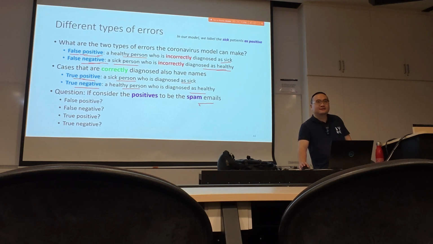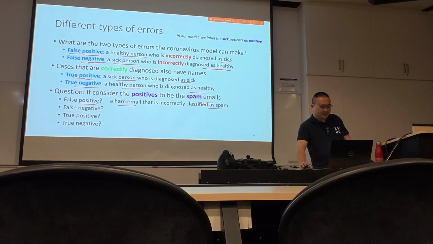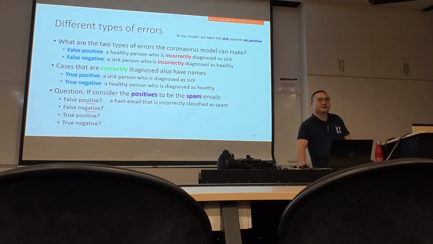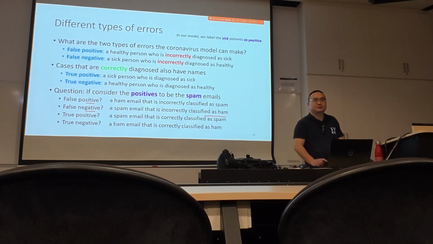What are they? For a false positive, we make a positive prediction. We say the input email is spam, but this is false. So a ham email, which means a normal email, is incorrectly classified as spam. This is a false positive. Similarly, for a false negative, we make a negative prediction. We say the input is a normal email, but this is wrong. Then a spam email is incorrectly classified as normal. For true positive and true negative, they are straightforward, we just make correct predictions.